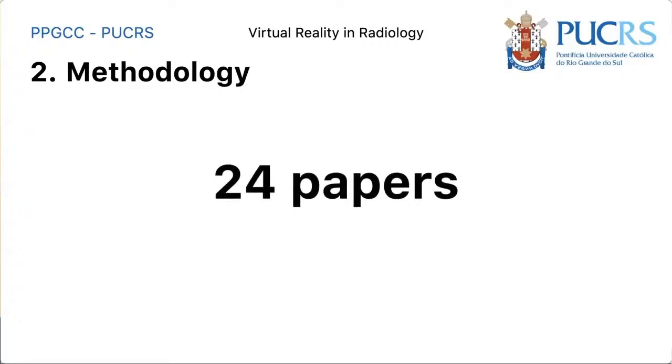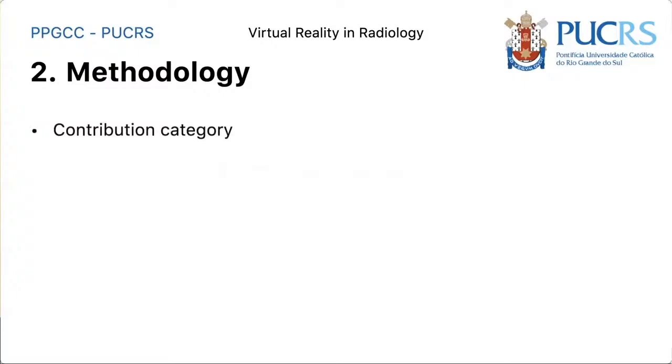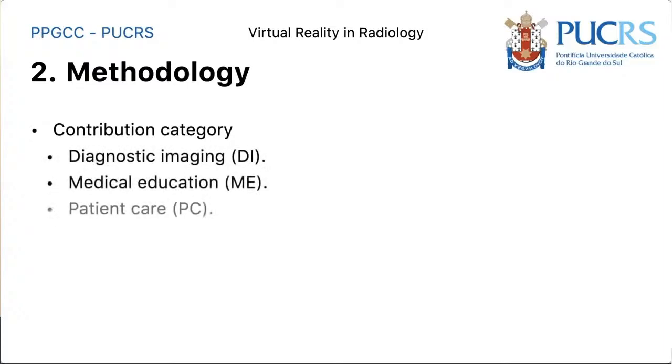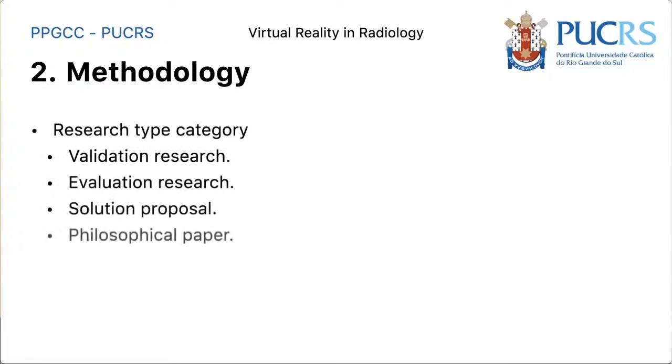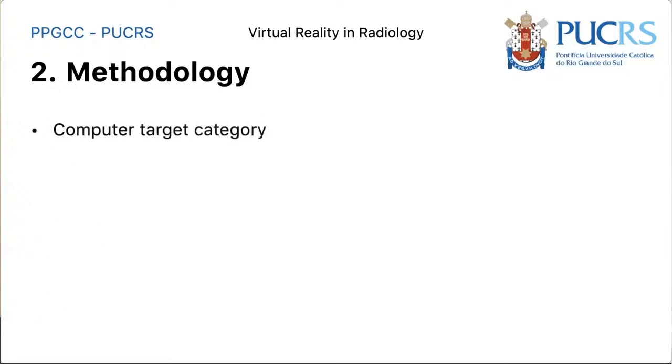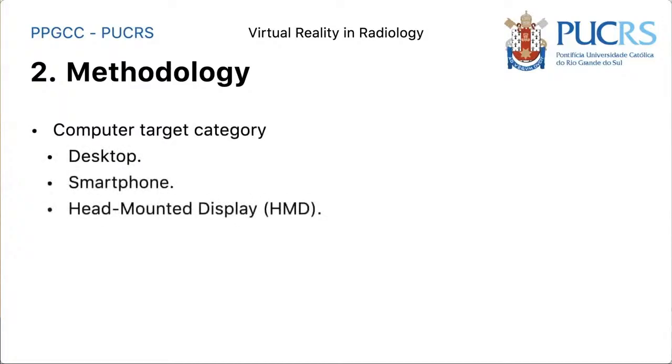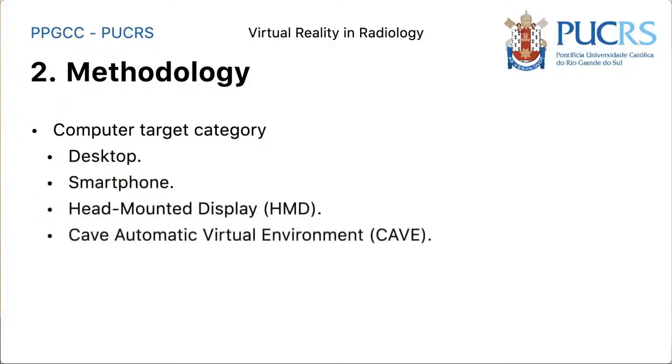And by reading all these papers, we were able to add 3 different categories for them. The first one is regarding the contribution of the paper. We realized they could be classified into 5 different ones, these being diagnostic imaging, medical education, patient care, interaction technique, and tool. The second one is regarding its research type, these being validation research, evaluation research, solution proposal, philosophical paper, opinion paper, experience paper, and overview paper. Finally, the third one is about their computer target, these being desktop, smartphone, head-mounted display, and Cave Automatic Virtual Environment, CAVE.